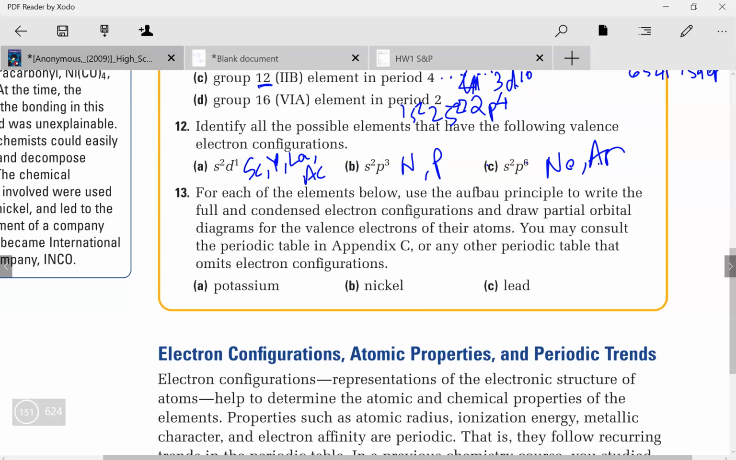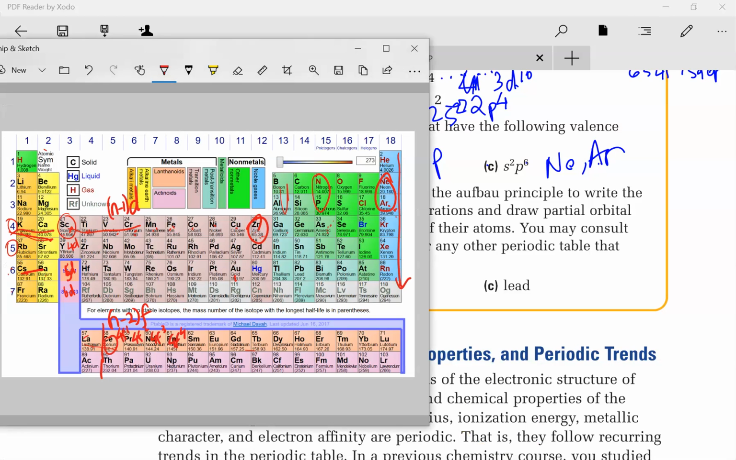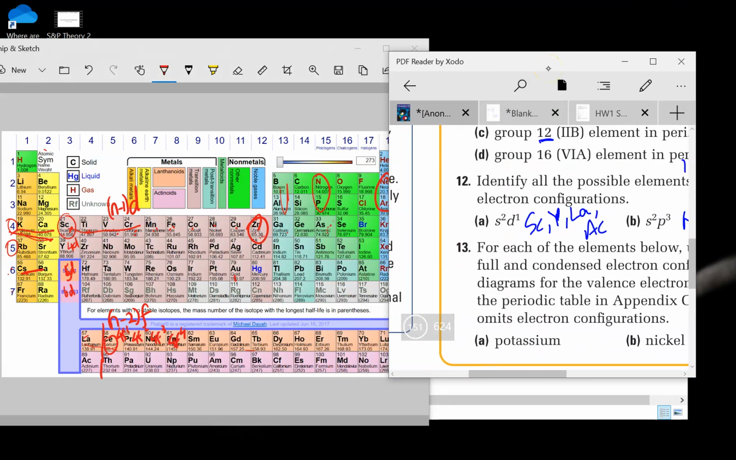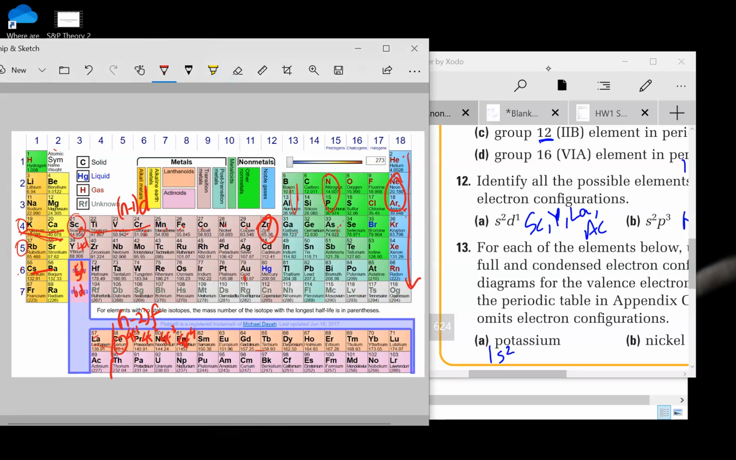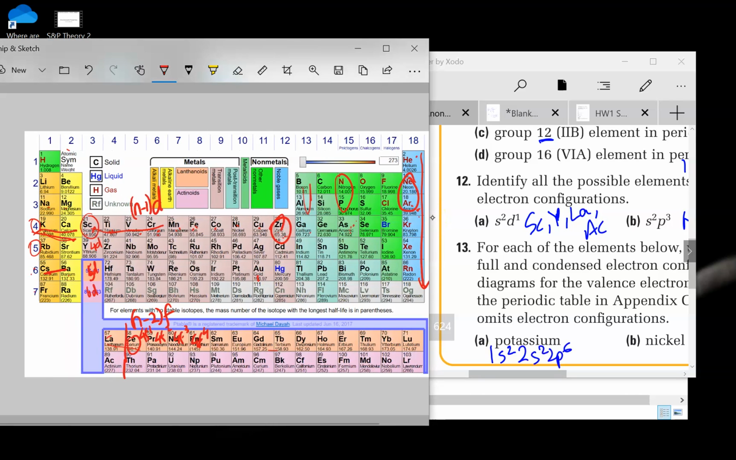Potassium, nickel, and lead. So let's do those ones. Potassium is K. So again, I'm going to use the periodic table, and I'm going to write it using the periodic table. So I do a 1s2 first to get to helium. I do 2s2, 2p6 to get to neon. I do 3s2, 3p6 to get to argon.